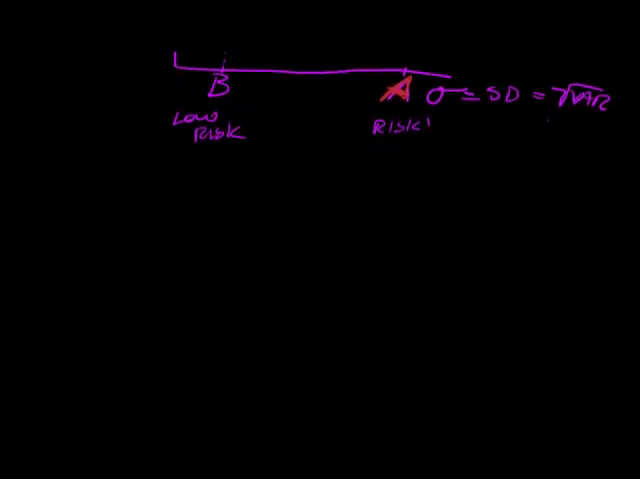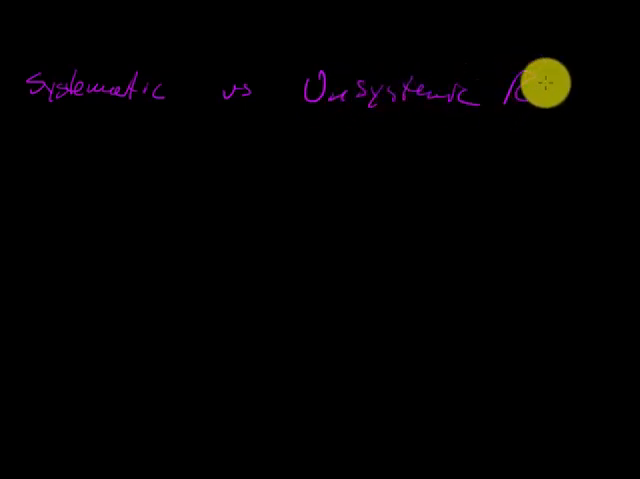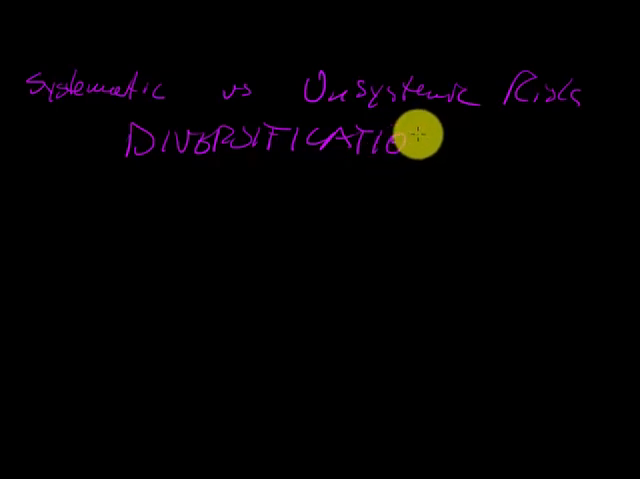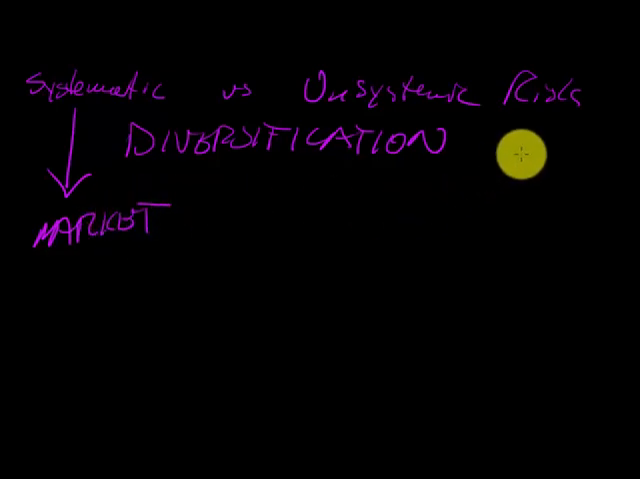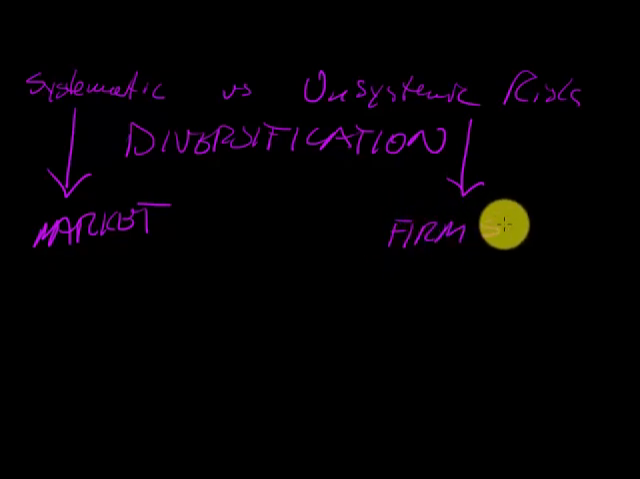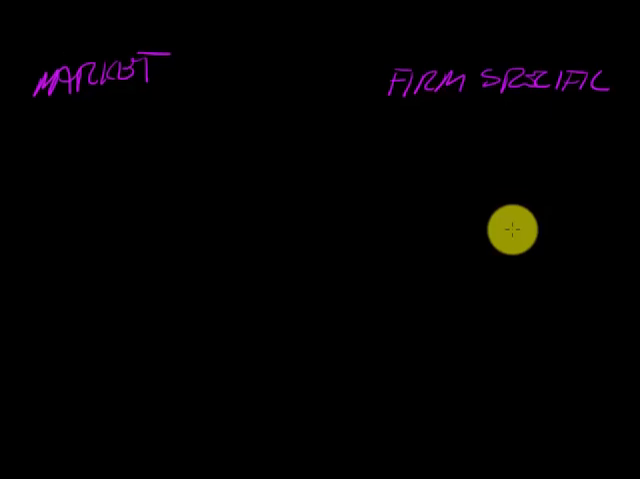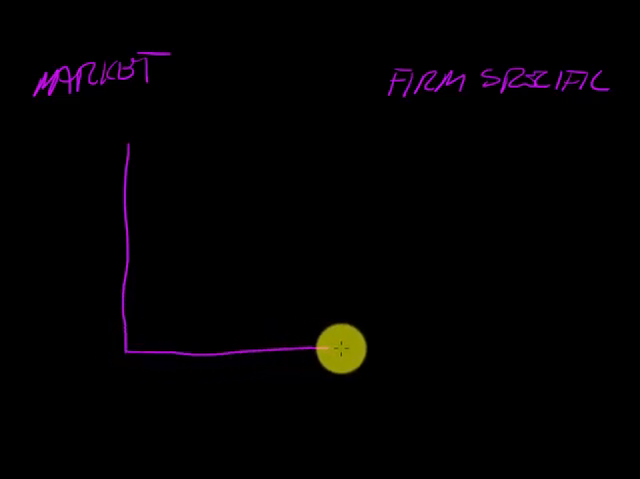I'm going to cover one more topic before we go, and that is systematic versus unsystematic risk. You guys have heard of diversification. Basically, what we're saying is that systematic risk is the risk of the entire market. It's also known as market risk. And unsystematic risk is the risk of a single firm. It's also called firm-specific risk. And one way that we measure these two, market and firm-specific risk, is by looking at where the risk is, which we haven't done yet.